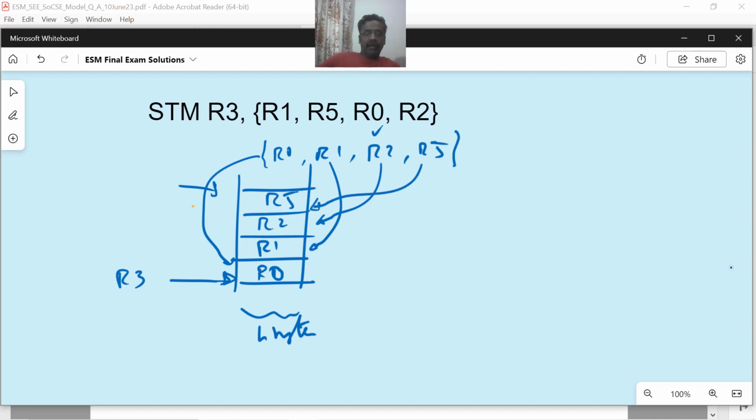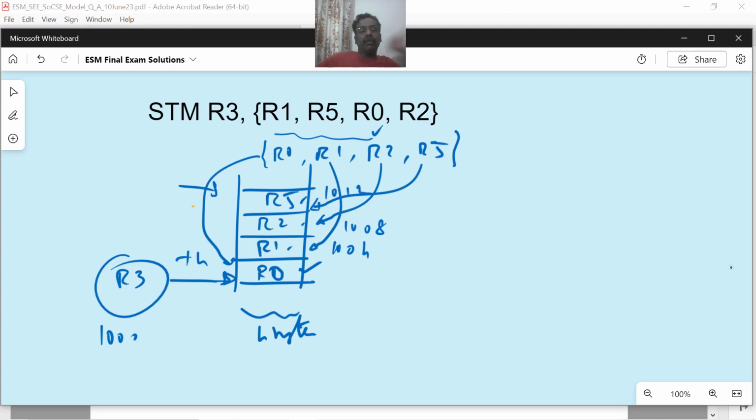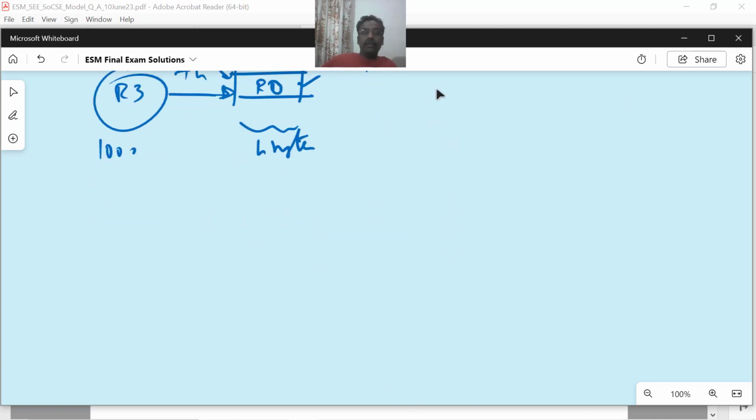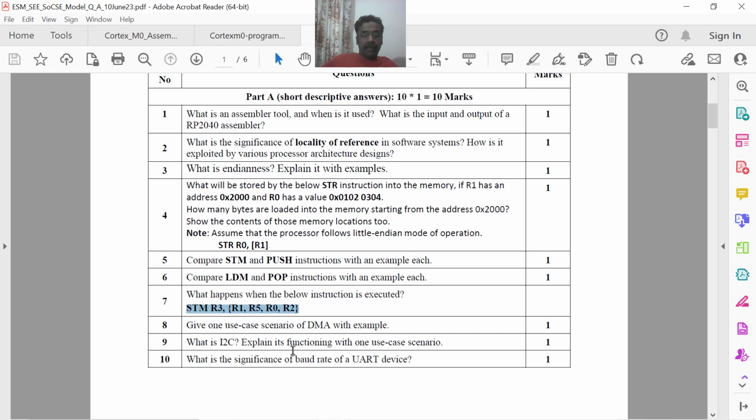But I want you to write a few words also, that internally these registers are ordered with the lower numbered one first and the higher numbered register later, and then wherever R3 is pointing at, that location R0 will be loaded, and then plus 4 will be done, and it is going to load R1, R2, R5. Because I have not given any specific address, you can write it like this, or you can assume some address 1000 and then say the next locations will be 1004, 1008. I leave it to your imagination. Okay, this is what you are supposed to do for this instruction. That's very simple. You are all experts now in LDM STM.